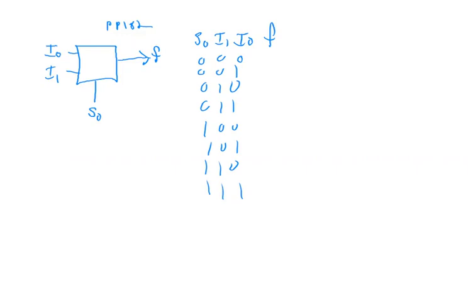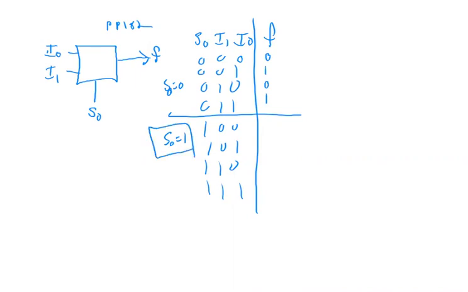So what we'll do is we'll divide this truth table up into two sections. In this one, S0 is equal to 0, and in this one, S0 is equal to 1. Now, if S0 is equal to 0, F will be equal to input 0. So we just write input 0 right here, 0, 1, 0, 1. If S0 is equal to 1, then F is going to be equal to input 1. And we'll write that here. Input 1 is 0, 0, 1, 1.